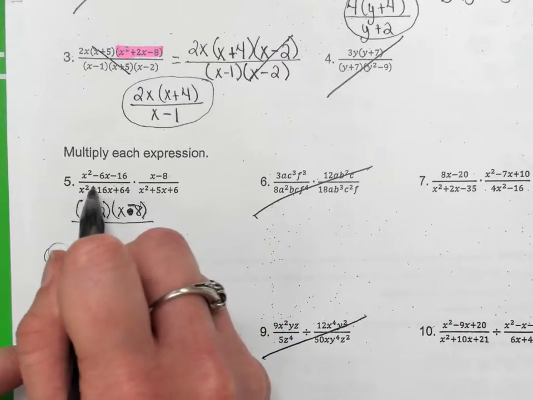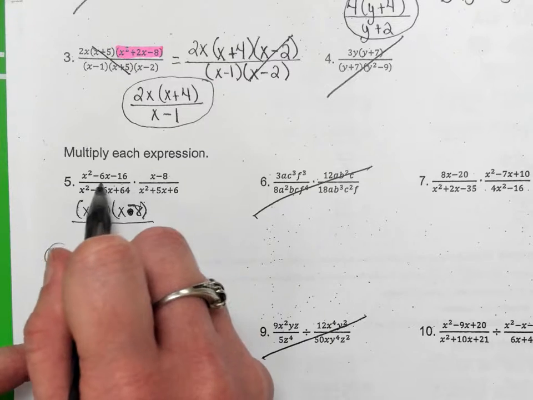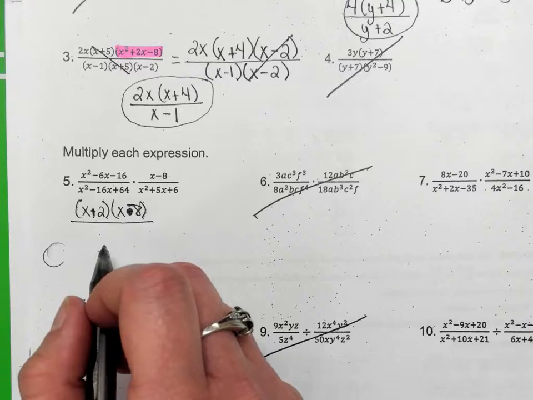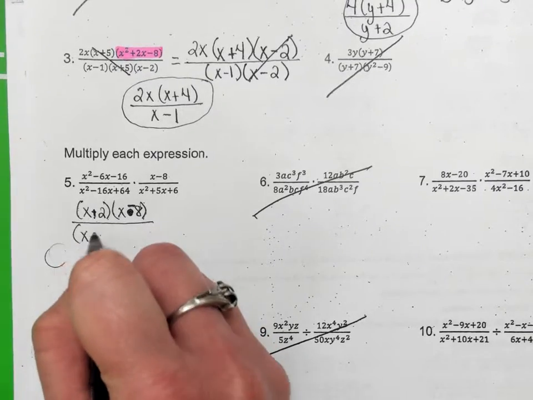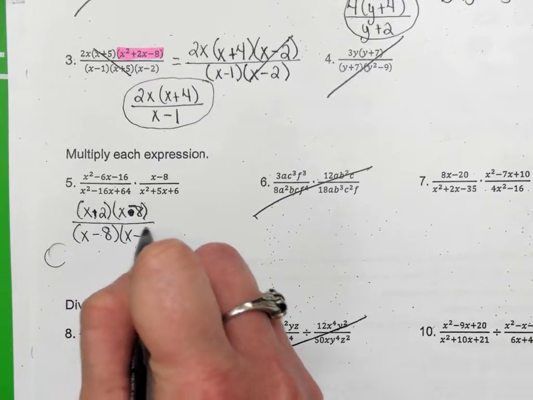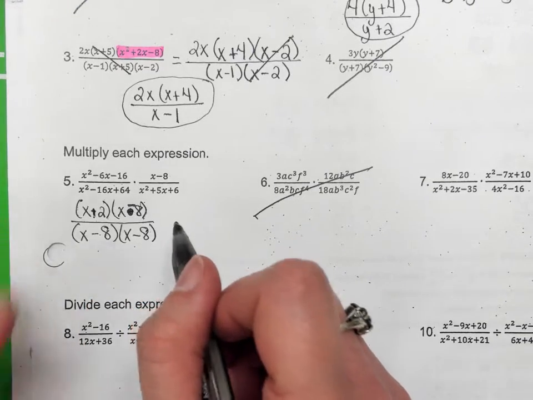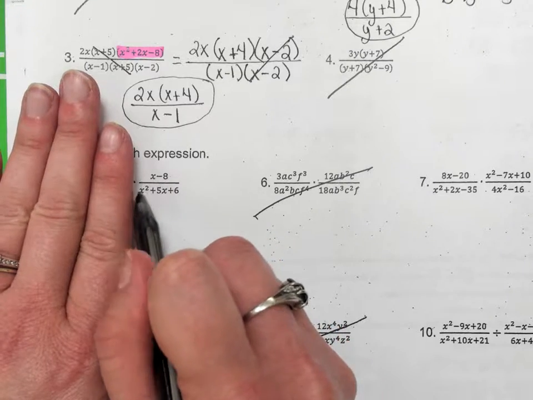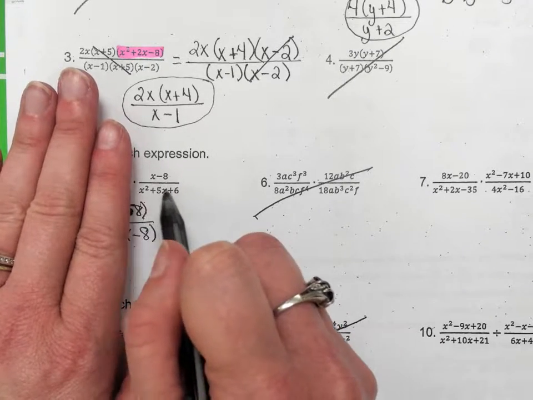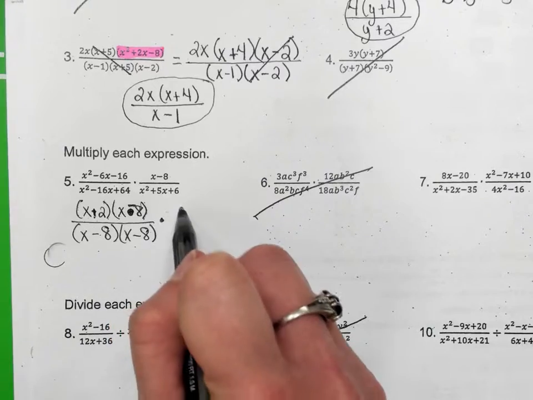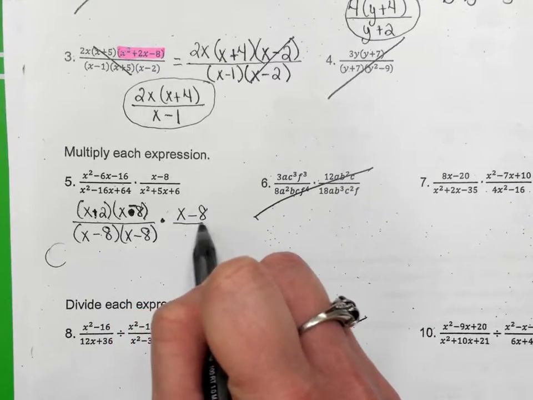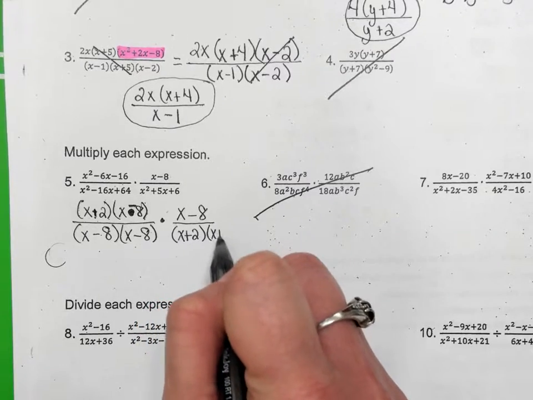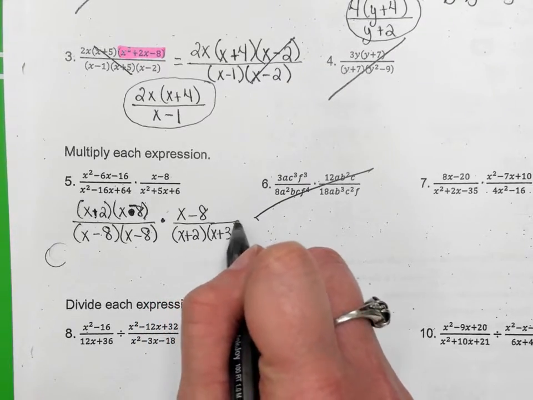Alright, on the bottom, we need to factor this x squared minus 16x plus 64. So that would be -8 and -8. Alright, so now we're going to pretend like all of that is not there, and we're going to deal with this second fraction over here. So we need to factor this bottom piece. So I need the factors of 6 that add or subtract to be 5. And that would be a +2 and a +3.